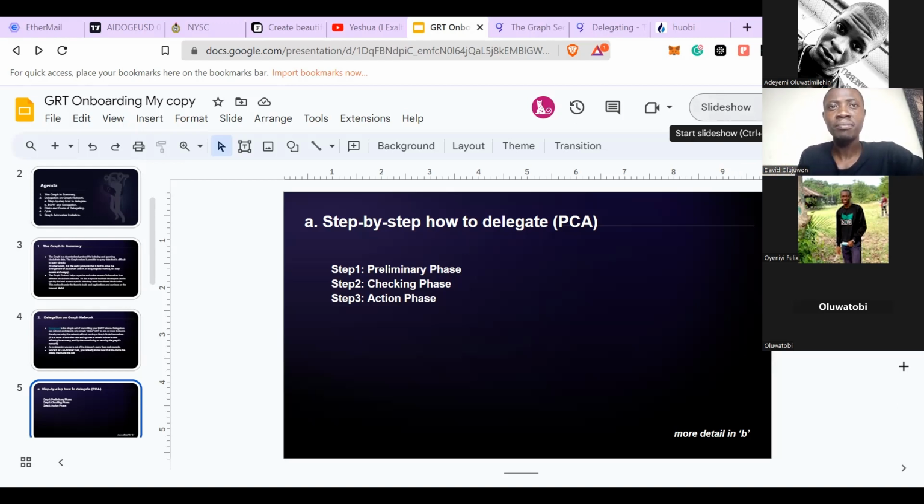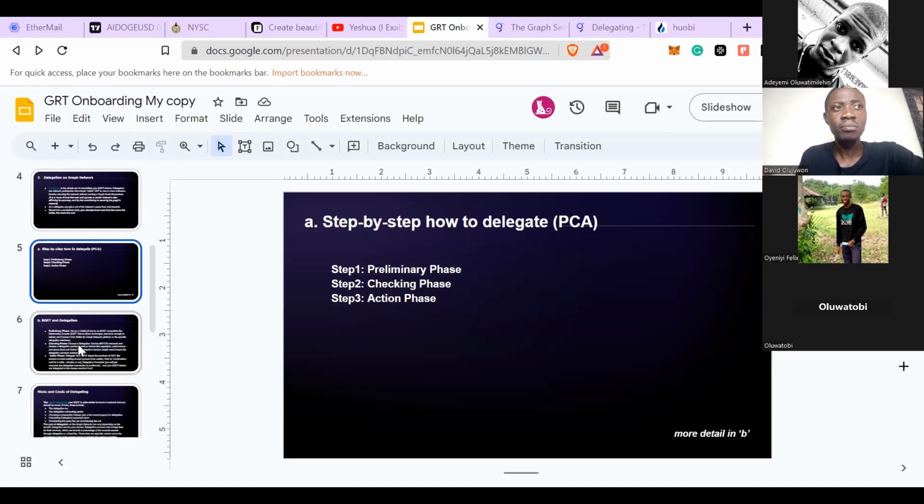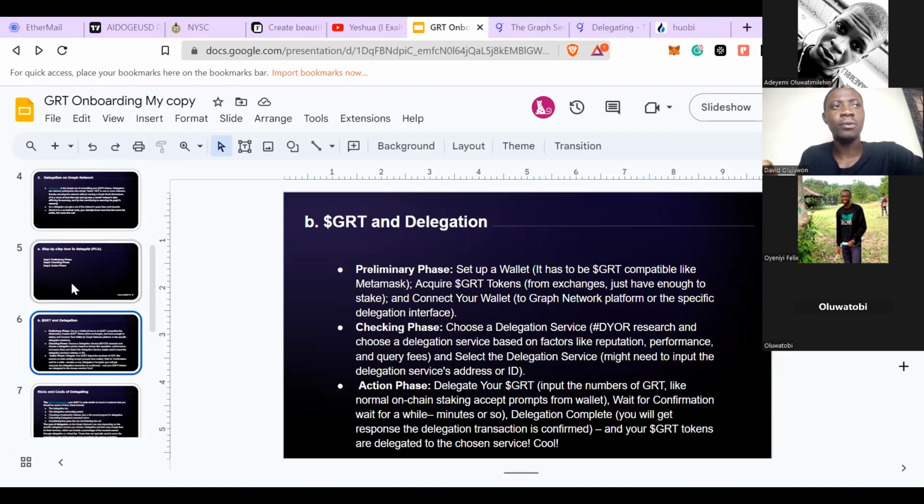In my own opinion, step three, the action phase, is the real deal. It is the real way of doing this delegation with the GRT token, itemized. Some people are trying to join, so I managed to send the invites to other places.